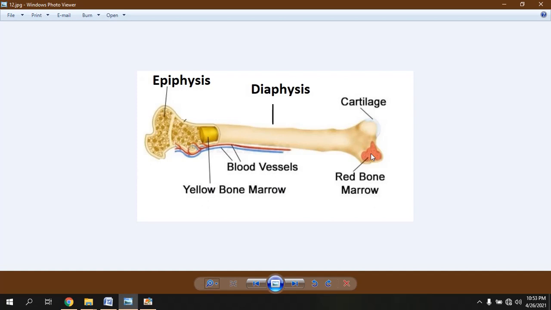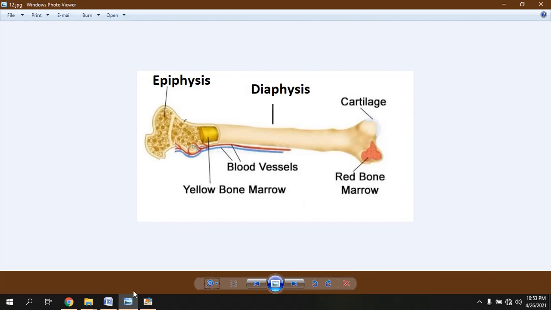So the red bone marrow synthesizes what? The red bone marrow contains the stem cells, and they make the platelets, the red blood cells, the white blood cells, and the lymphocytes. So two types of lymphocytes are synthesized inside the red bone marrow, for the lymphatic system. So which lymphocytes? The B lymphocyte and the T lymphocyte.